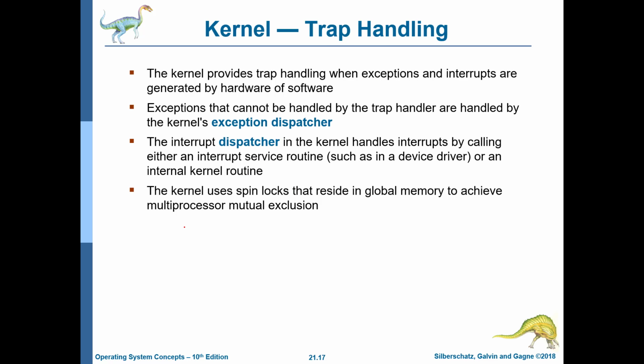Now, coming to the kernel and particularly trap handling. When exceptions and interrupts are generated, exceptions are generated by software and interrupts by hardware. At that point of time, the kernel provides mechanisms to handle them or deal with them. Exceptions that cannot be handled by the trap handler or the interrupt handler are sent to the exception dispatcher, which is the default trap handler of the kernel, and then it does something. Based on the kind of exception, either it terminates the process or it does something else.